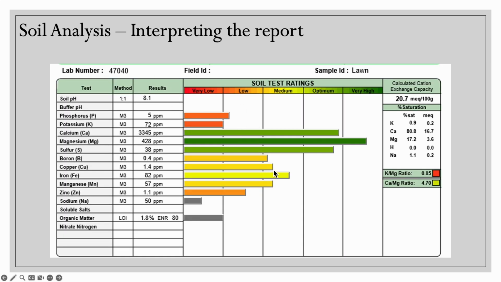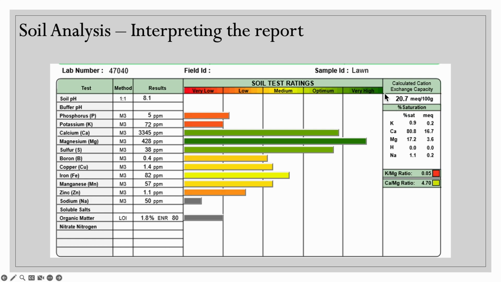This is from Waypoint, out of Memphis, and I really like these because I can look here very quickly and see where I'm deficient. So I know that I'm deficient in phosphorus and potassium. I don't need to apply calcium, magnesium, or sulfur, and I'm pretty okay on my micronutrients. I probably need a little bit more organic matter. They give you these ratings as a bar chart, and you can see that very quickly.